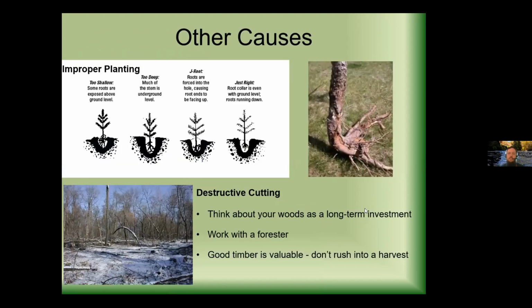Other causes, things that go on. Some of you might have experienced this: you plant 100 red pine trees, and a little while later you have 100 dead little twigs. It could be you planted too shallow or too deep. The most common thing, I think, is this J rooting. Talking with my hands where you can't see me.